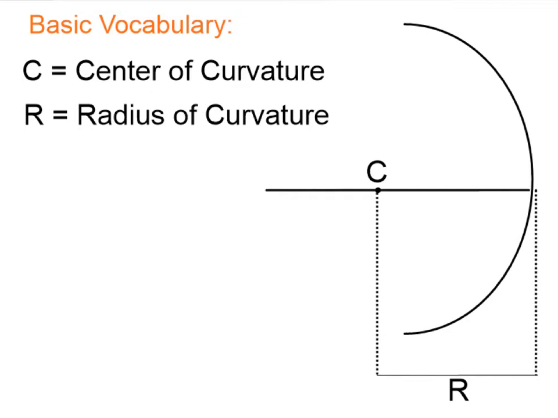Some basic vocabulary. C right here is the center of curvature, and R is the radius of curvature. That's the distance between the mirror at the very center and point C. This distance is equal to the radius of the spherical shell from which the mirror is a small part. This radius of curvature is one of the factors that determines where the image will appear in a concave spherical mirror and how large that image is in relation to the object.